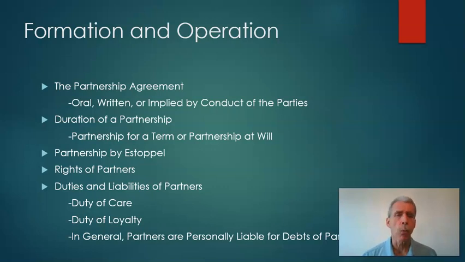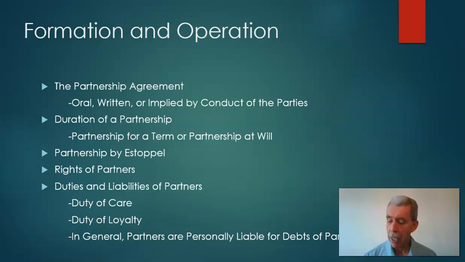So those are the basic rights that a partner has in dealing with his or her other partners. Let's talk about the duties and liabilities of partners in the remaining time that we have in this segment. The duties, as I indicated earlier: a partner is considered an agent of the partnership and an agent to his or her other partners. And as an agent, they have a fiduciary duty, which includes a duty of care and a duty of loyalty. What do those two concepts mean?